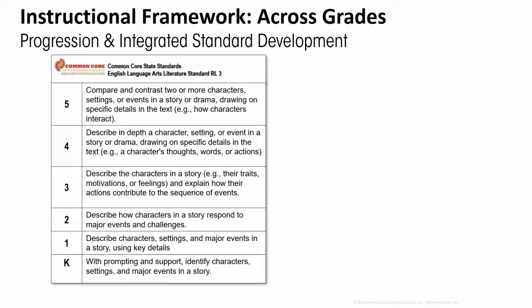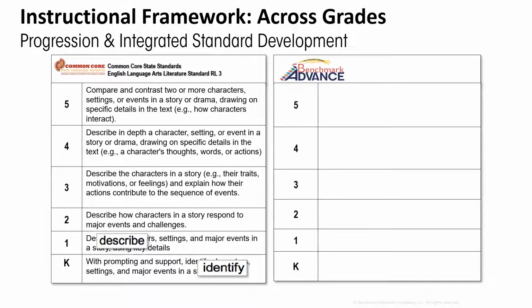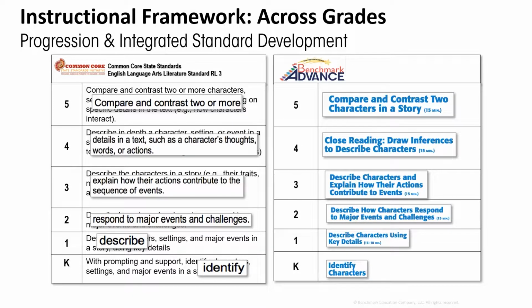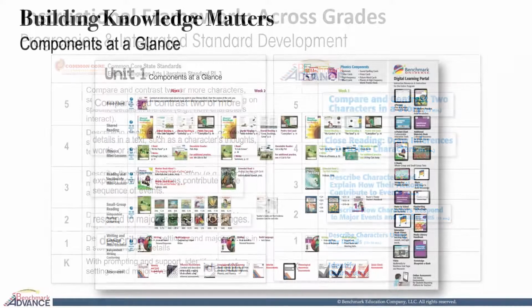Here is Literary Standard 3, which is character. Kindergartners identify characters, and first graders describe the characters using key details. Benchmark Advance teaches kindergartners to identify characters and first graders to describe characters using key details. The instruction matches that spiral as the standards build and layer grade by grade.